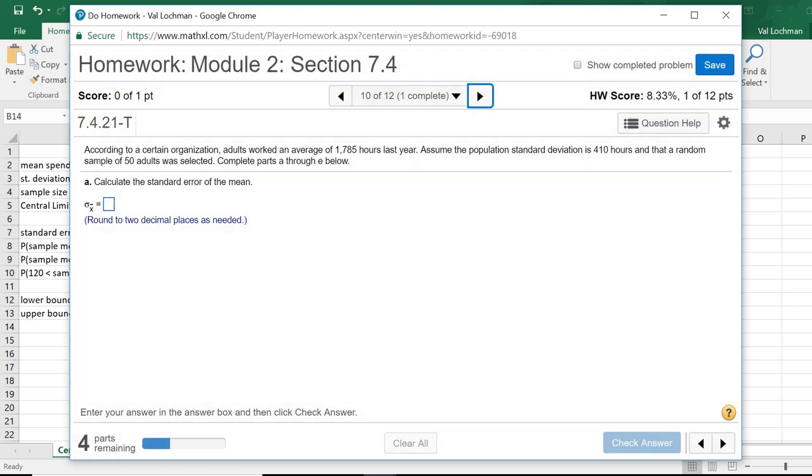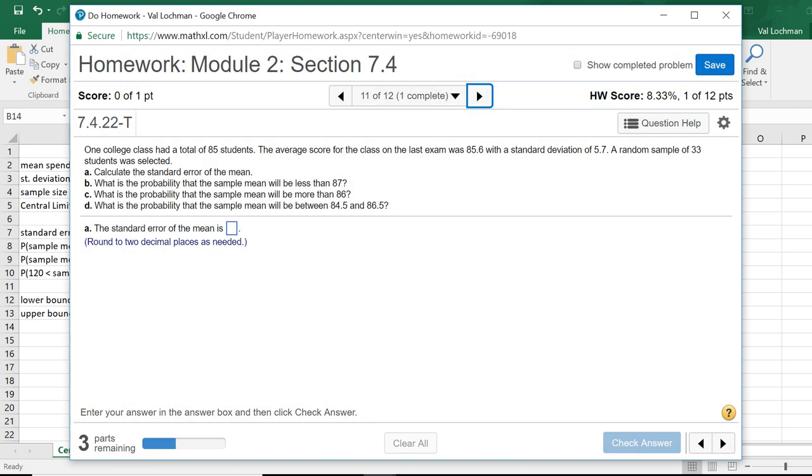And then the next one, let's take a look. Again, we have adults work on average 1785 hours last year. The population standard deviation is given. It does not tell us the population is normal. Doesn't matter. We have 50 adults. That's a sample that's big enough. Okay, so that's what I wanted to mention in other problems. If you're not sure if you can apply it, that's always a good idea to check. Is the distribution normal? Is the population normal? Then go ahead and not worry about the sample size. If you don't know anything about it, then we have to check that the sample size is big enough.